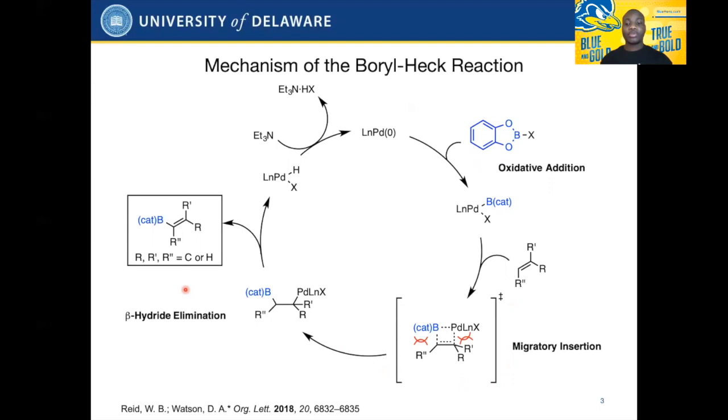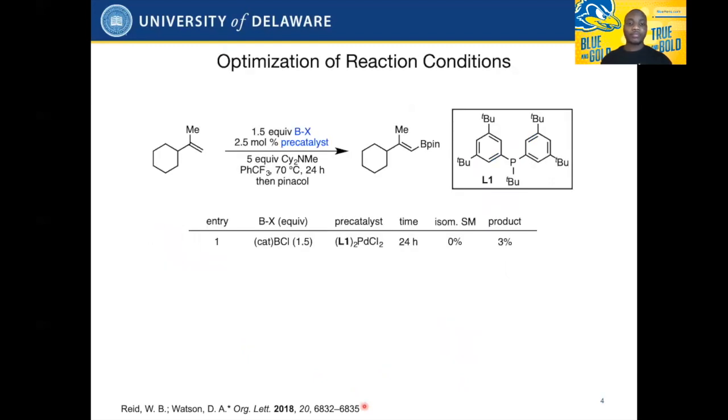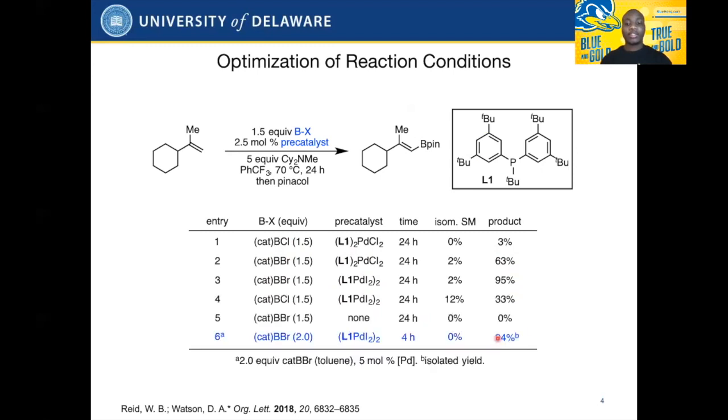Dr. Reed was able to show that this is possible in his 2018 paper through the optimization of the previous conditions. He kicked this off by varying the boron electrophile that was used in this reaction. By going from CAT-BCl to CAT-BBr, a much more electrophilic source of boron, the product was observed in 63% yield. And by switching to a monoligated palladium precatalyst instead of a bisligated palladium precatalyst, the yield also went up to 95%. He further showed that you can isolate this product in 94% yield after 4 hours using 2 equivalents of CAT-BBr.